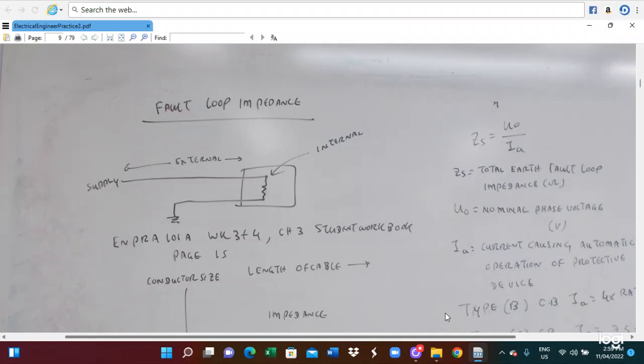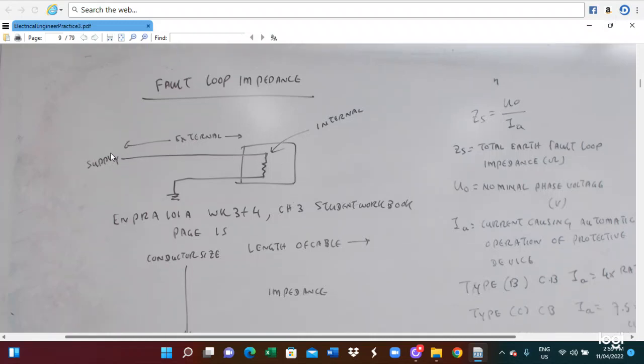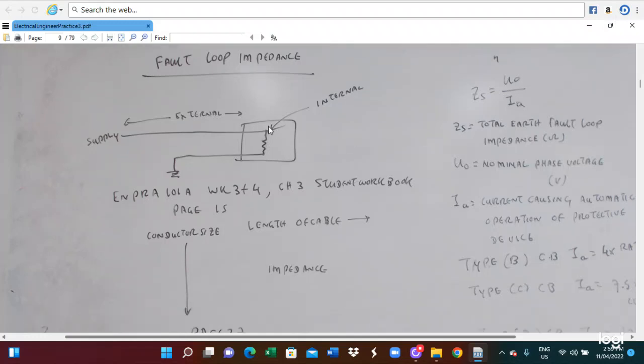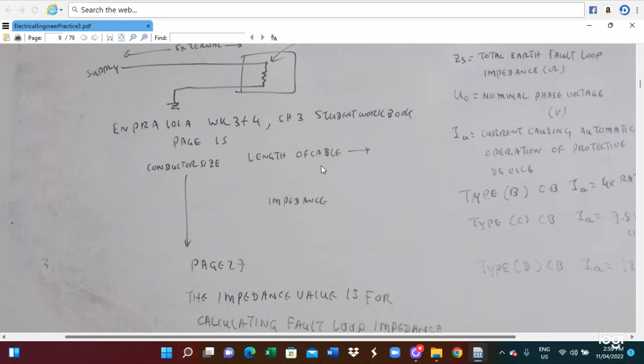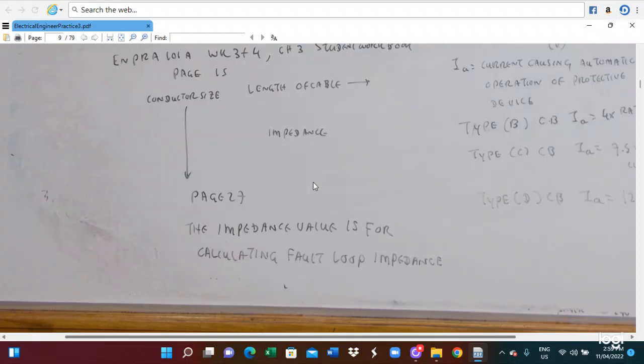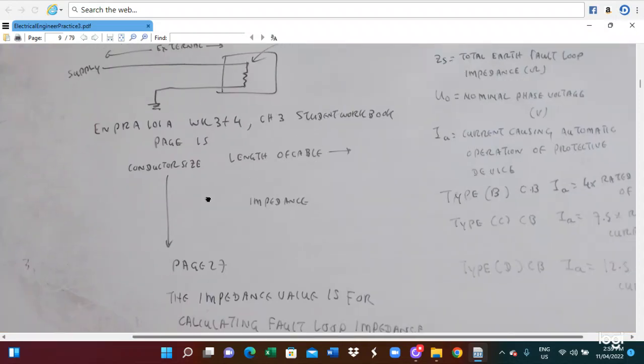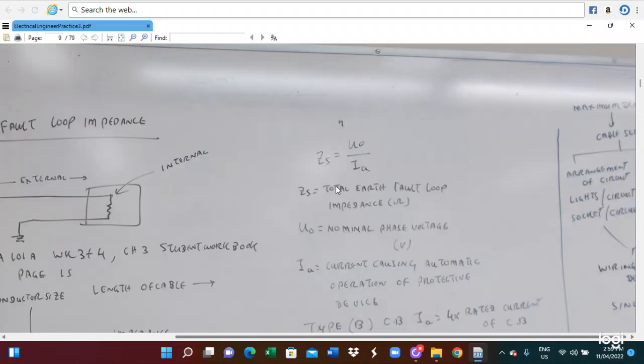Today, what I will explain is the fault loop impedance. This is the supply, and this is the equipment. From the supply to the equipment is what we call the external impedance, and inside the supply is the internal impedance. So there are two kinds of impedance: external impedance and internal impedance. The impedance value we calculate is the fault loop impedance, the total fault loop.